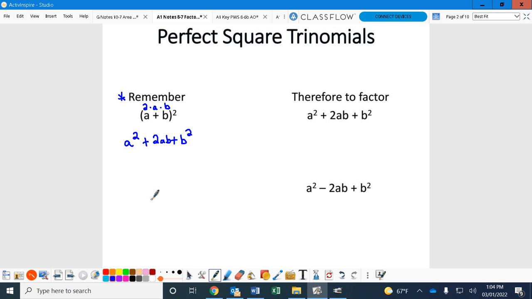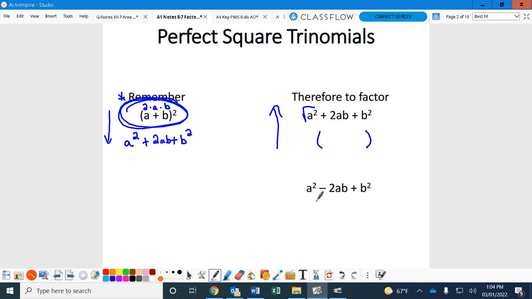Now instead of doing that, instead of going forward, we're now going to go backwards, and we are going to get this as our answer. So anytime you see the first thing is a perfect square, the last thing is a perfect square, and it fits that pattern, that 2ab in the middle, then you are going to give an answer that is just going to be a set of parentheses.